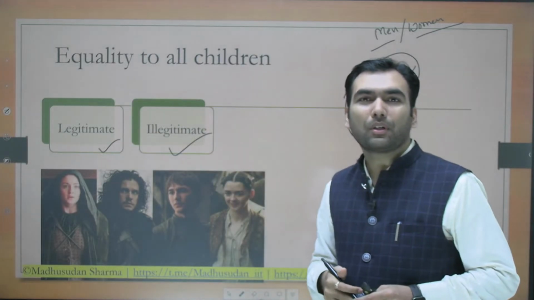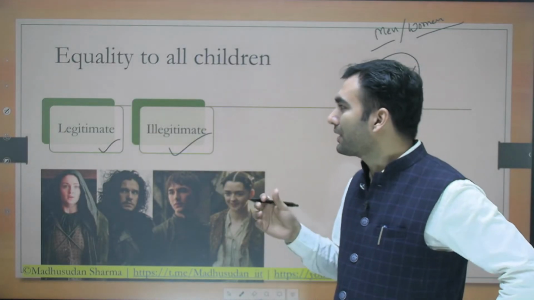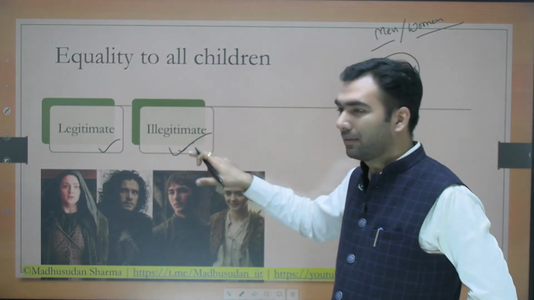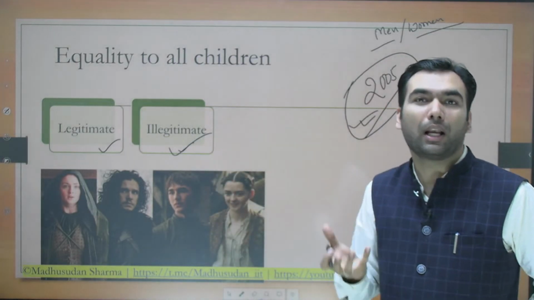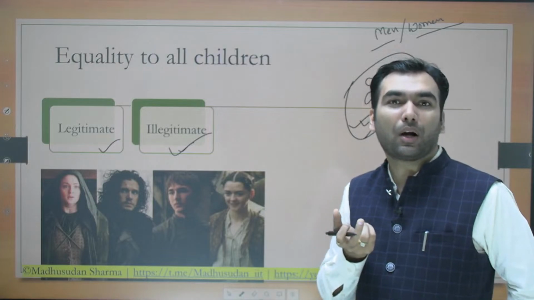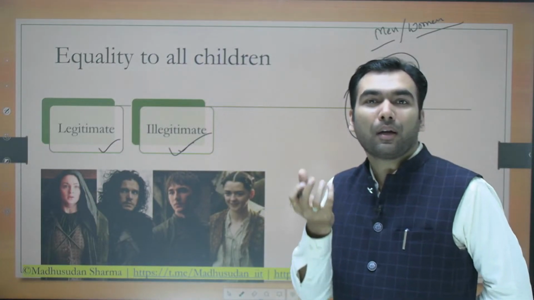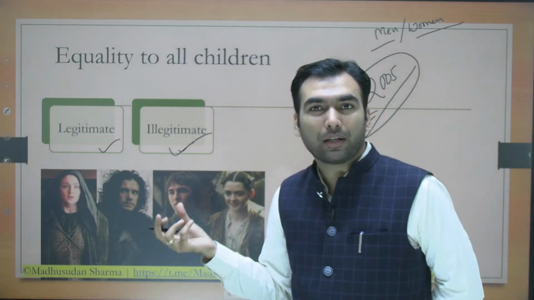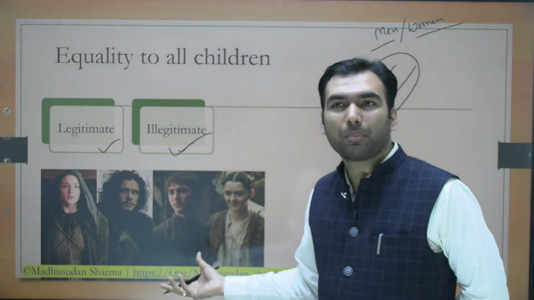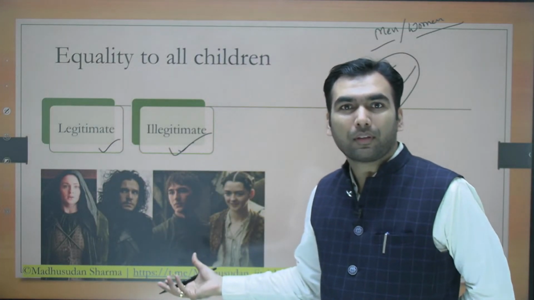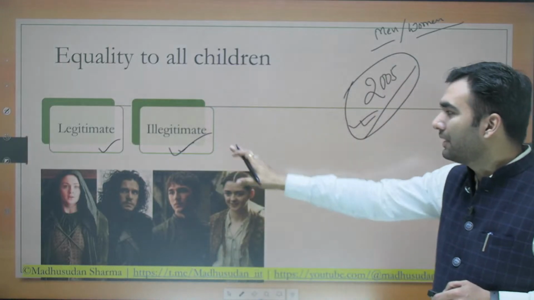Why is it going to be controversial? Because once you are saying that the person is illegitimate, the second marriage is not allowed. If the marriage is not allowed, the son or daughter born out of that marriage cannot have the legitimate right on the property. Okay, but this is the provision that is in.